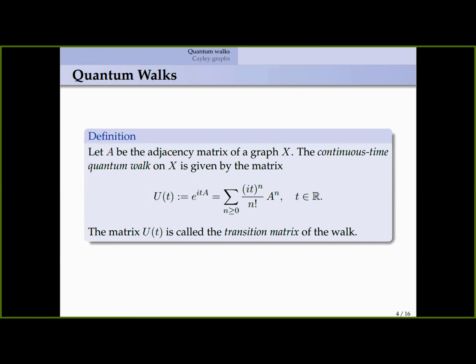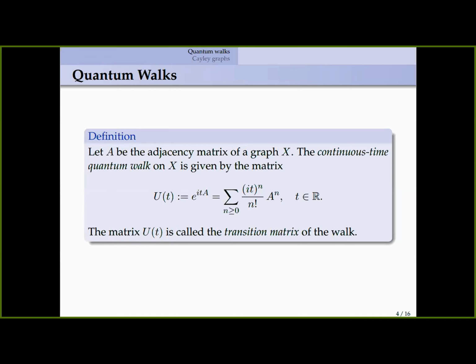So let's define a quantum walk. We take an adjacency matrix of a graph and call it A. Then the continuous time quantum walk on the graph is given by this matrix U of t, defined as e to the power of itA, where t is some real number. We can think of it as time. This matrix U of t is called the transition matrix of the walk.